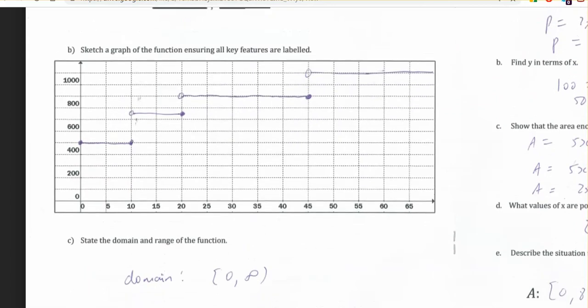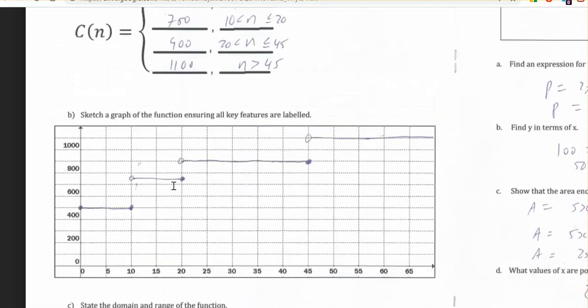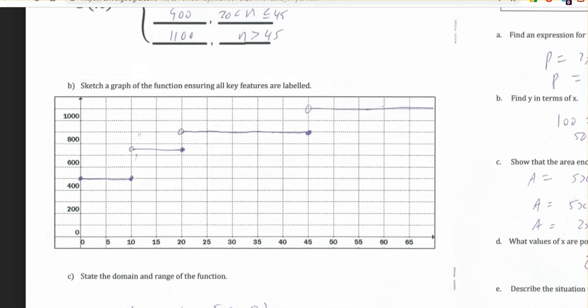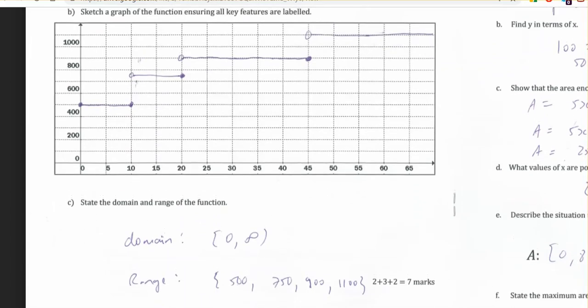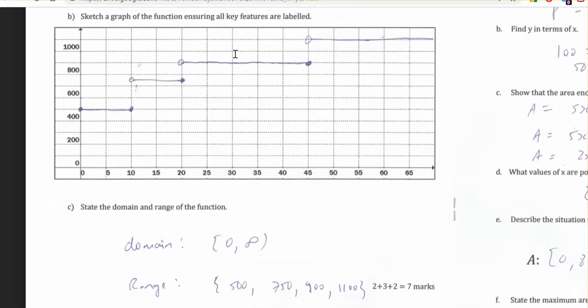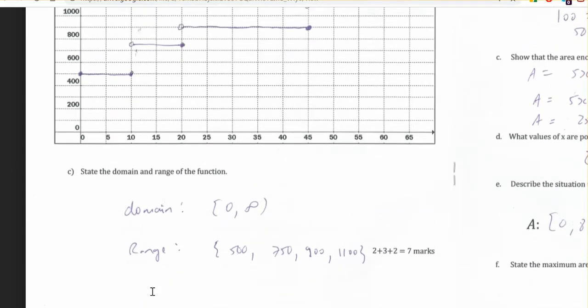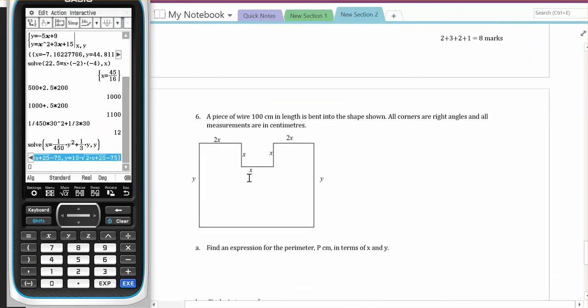State the domain. The domain will essentially be 0 to infinity. Now, there's a mistake here: it should not include 0, because it wouldn't make sense for the removalists to charge even though the truck hasn't traveled anywhere. The range is just discrete values: 500, 750, 900, and 1,100. So we'll go back to the question. This is a different question altogether. Now I'll do question 6.